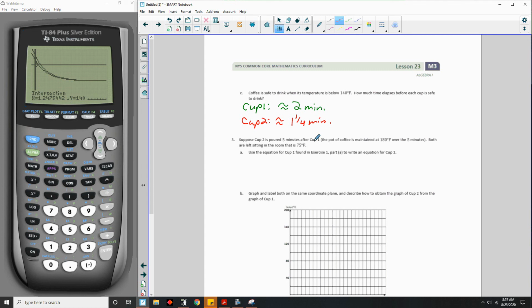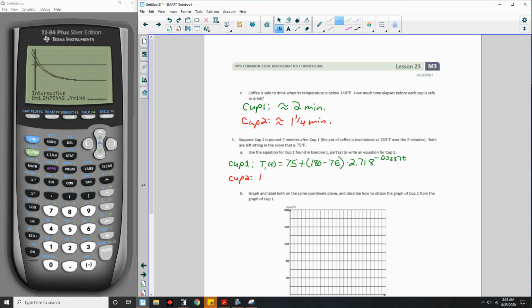A says to use the equation for cup 1 found in exercise 1, part A, to write an equation for cup 2. Okay, so here was my equation from part A. Okay, so now we have cup 2. So let me switch to red. And I'm going to write cup 2.